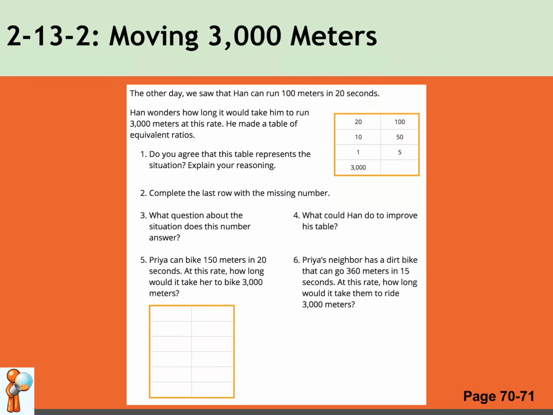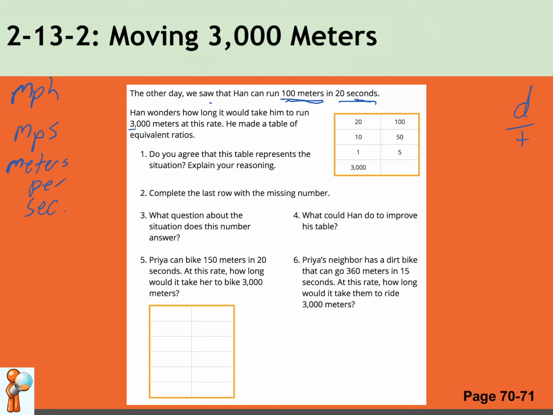All right, so today what we are working on is thinking about tables. So our first question we're going to look at is we saw that Han can run 100 meters in 20 seconds. Remember we talked about distance over time, kind of like miles per hour. This would be meters per second. So he went 100 meters in 20 seconds, but we need to find that per second.